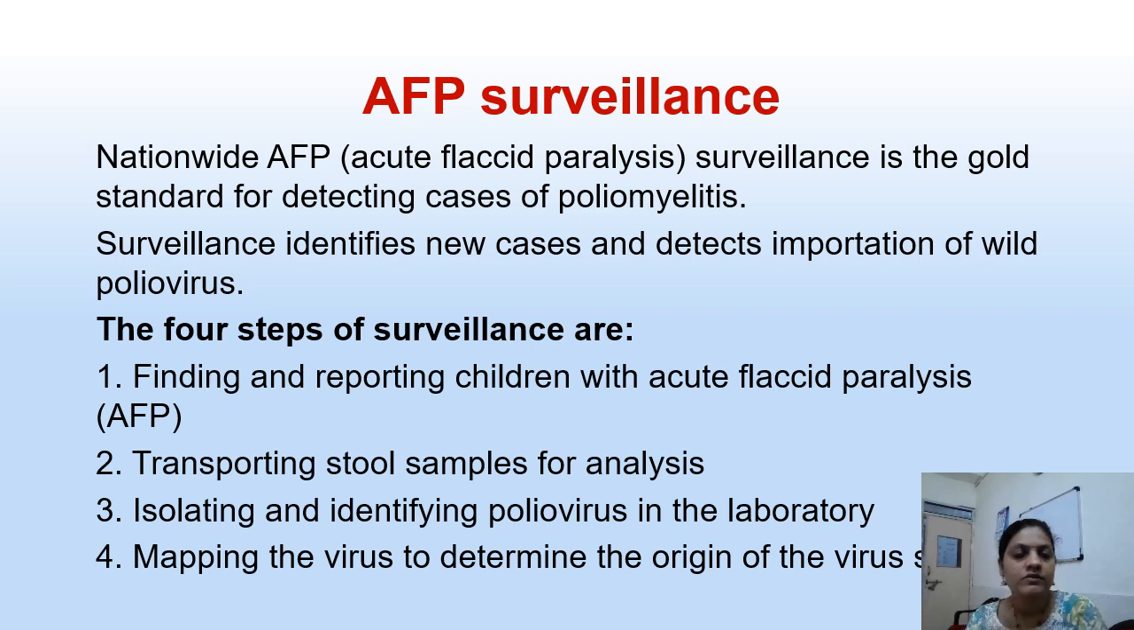Now we come to the next strategy which is being used, that is the AFP surveillance. Nationwide acute flaccid paralysis surveillance is the gold standard for detecting cases of poliomyelitis. Surveillance identifies new cases and detects the importation of wild poliovirus. There are four steps of surveillance. First is finding and reporting children with acute flaccid paralysis. Second step is transporting the stool samples for analysis. Third is isolating and identifying the poliovirus in the lab. And lastly, mapping the virus to determine its origin.